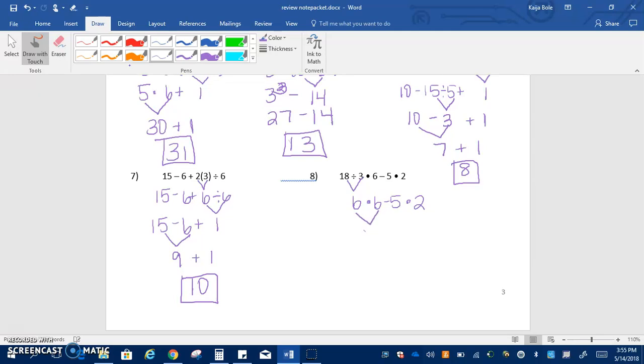So 6 times 6 is 36. And then I have minus 5 times 2 is 10. And 36 minus 10 gives us 26. Okay, so you just need to make sure you're watching your symbols and move slowly and carefully, and you'll be just fine with this. And if you have questions, you can bring those to class tomorrow.